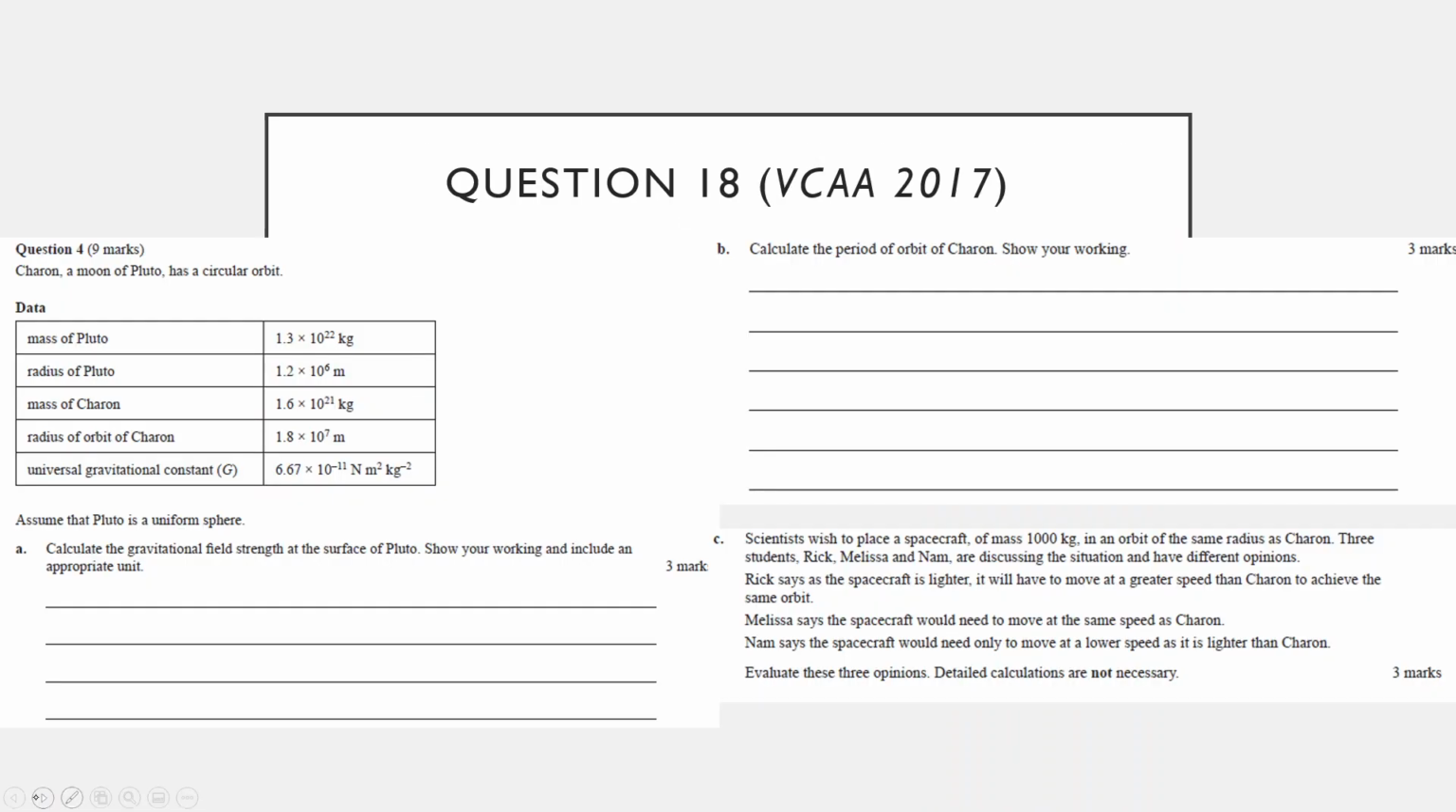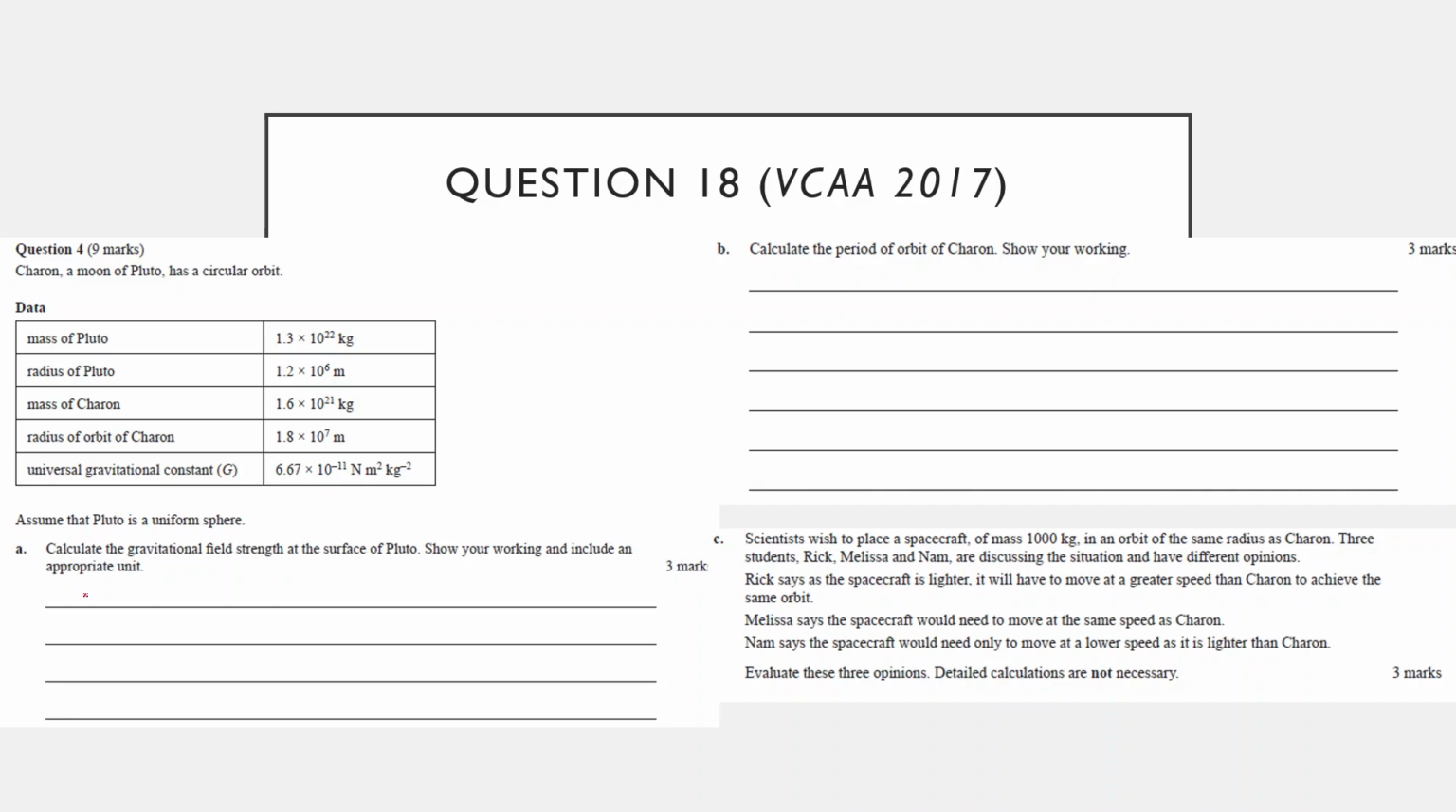So let's do an exam question. This is from 2017, the first proper exam of this study design. We've got a whole bunch of data for Pluto and for its moon Charon. Question A says, calculate the gravitational field strength at the surface of Pluto, show your working, and include an appropriate unit. So this isn't really a satellite or orbital question. It is just saying work out little g at the surface of Pluto.